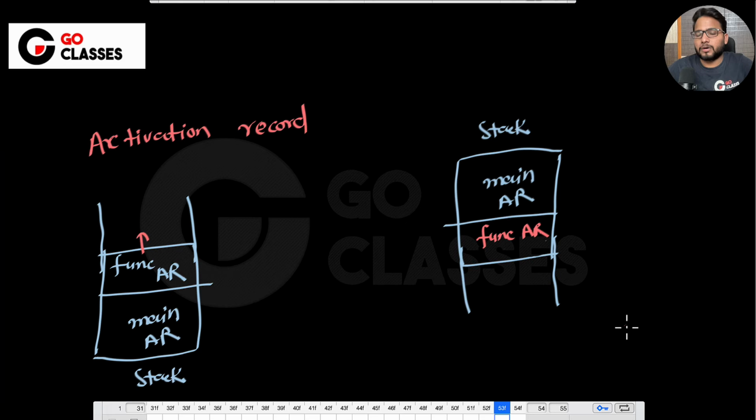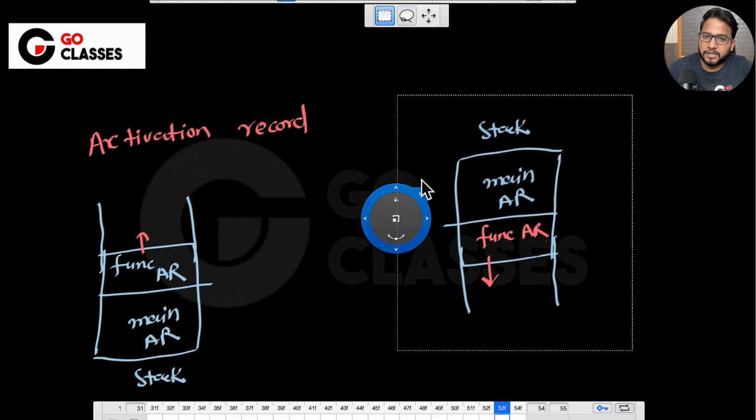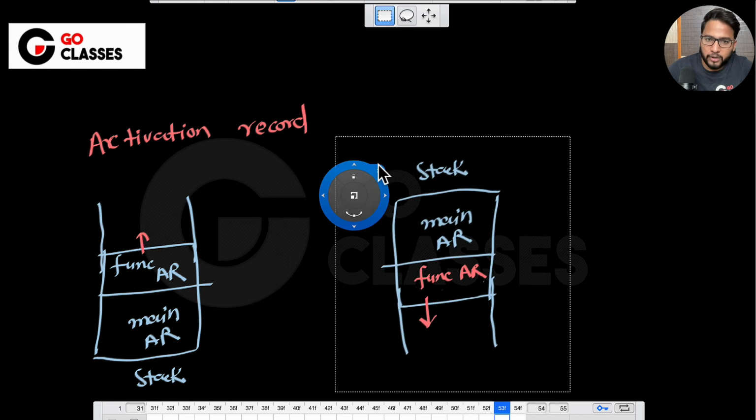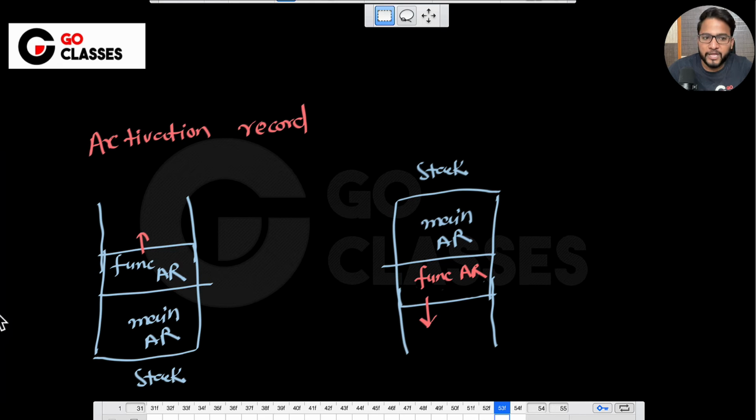So what we are saying is that either the stack can grow like this or the stack can grow like this, and you can very easily check by printing some address. If you print some address in the main function and then print some address in the func function, you will get to know whether the stack is growing upward or downward. It will depend on the implementation. Let's not worry about it. Basically, we push the activation record of the function onto the stack whenever you call any function.